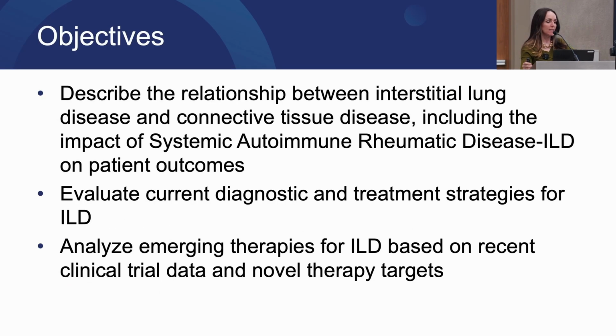All right, our objectives today: to describe the relationship between interstitial lung disease and connective tissue disease, including the impact of systemic autoimmune rheumatic disease ILD. If you previously knew this as ILD, you are now OLD because they keep changing terms. And if you stay in medicine long enough, you're going to keep getting it changed on you. So get used to that. We're also going to talk about current diagnostic treatment strategies for ILD and analyze emerging therapies for ILD and clinical trial data.